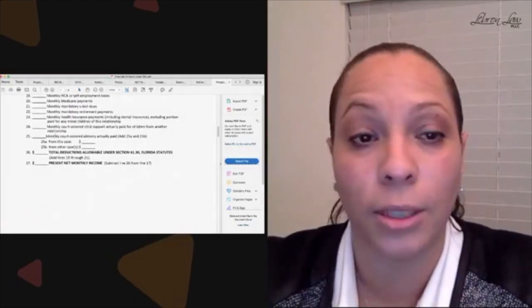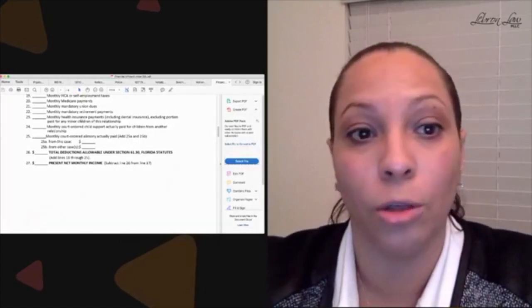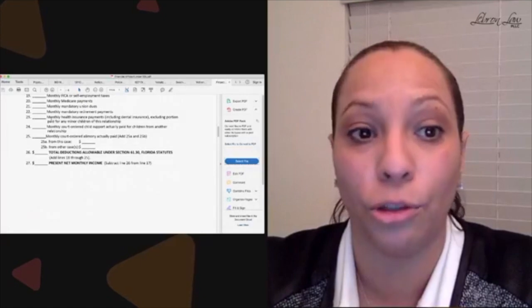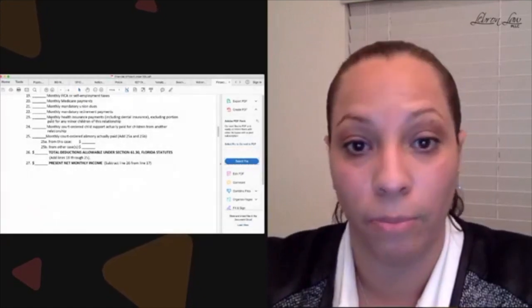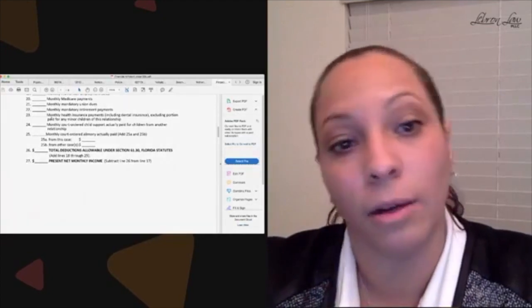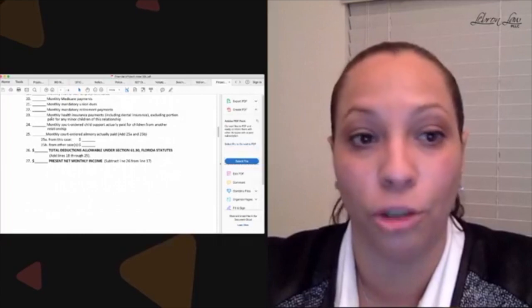You are entitled to a deduction for your health insurance payments. On this line, you're going to include the health insurance payments for yourself only, not for your children from this relationship for this case, okay? There will be another line on another page for you to document the amount you pay for your children's health insurance.